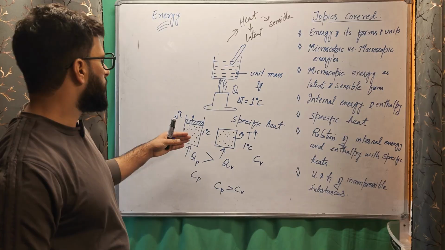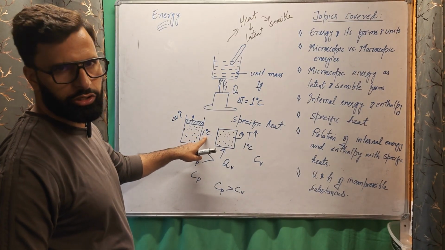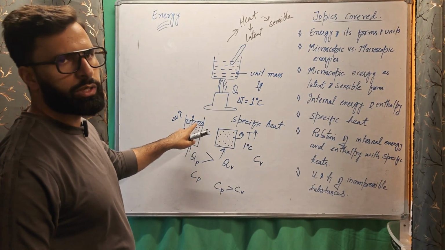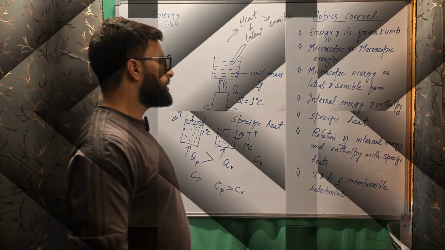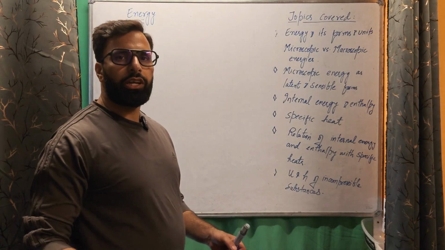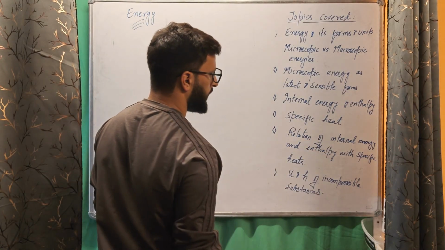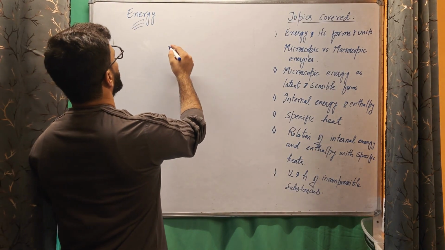Because here extra energy will be needed to make a 1 degree Celsius rise, because some part of the energy will be consumed in pushing the piston outwards. So this is the specific heat. Now, the relation of internal energy and enthalpy with specific heat.